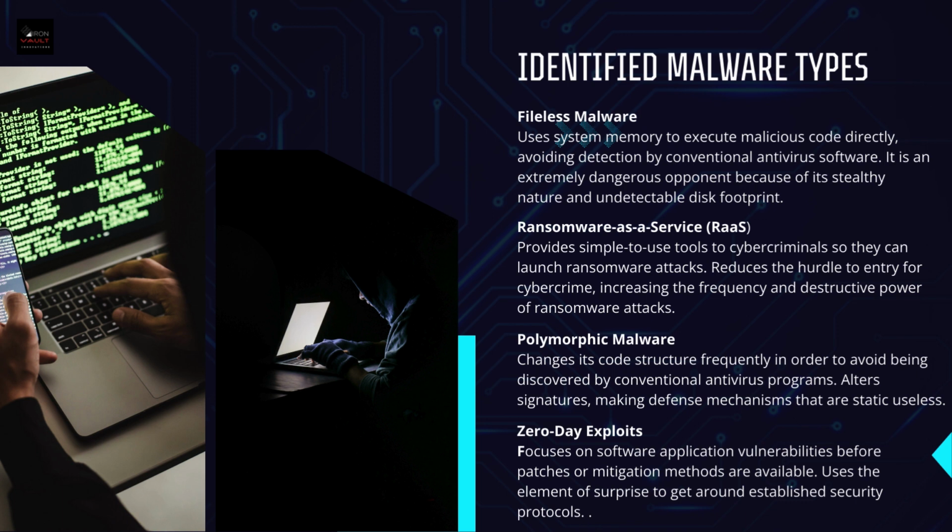And the polymorphic malware, it changes its code structure frequently. For example, if some part of the code is in one place in one instance, then it will keep on changing on every instance. So it alters the signatures, and that makes signature-based defense mechanisms statically useless for our system, and this can affect us in a bad way.